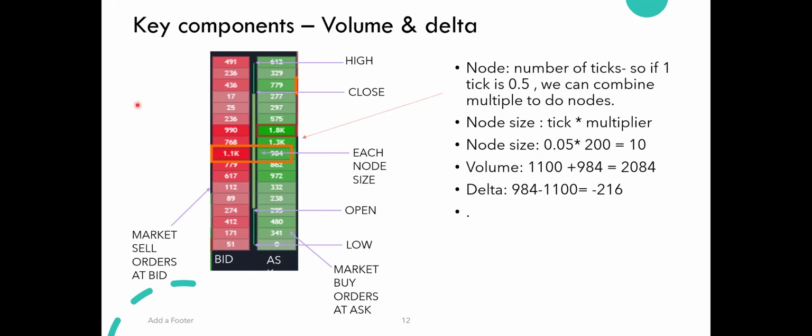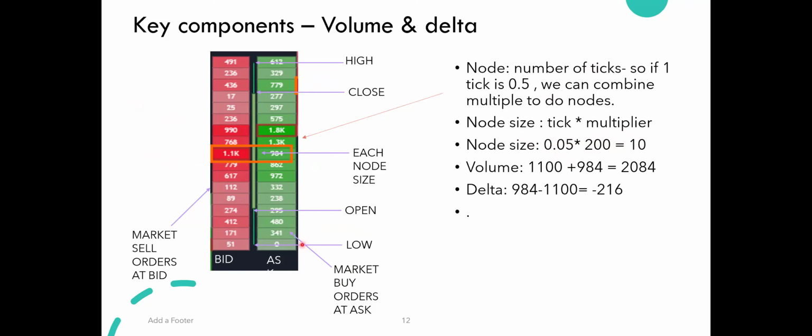So what it does is we combine those ticks into certain logical numbers. Here, I've combined 200 ticks into one node, one block. So I've done 0.05 into 200, which means a 10 point range is one block in, for example, Bank Nifty. It is summing up all the buy and sell within the 10-point range in each block and showing you the data within that candle. So every 10 points is one block in this case.